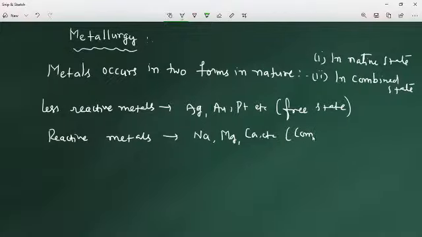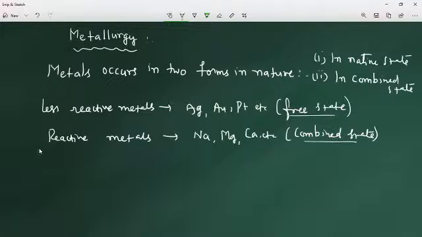So which are said to be found in combined state. What is the meaning of that? They will definitely get attacked by oxygen, H2O, carbon dioxide, and form the corresponding compounds. In the compound state they are available in nature, that's why we call it combined state. They are in combined state, and actually they are more reactive than the above silver, gold, platinum.